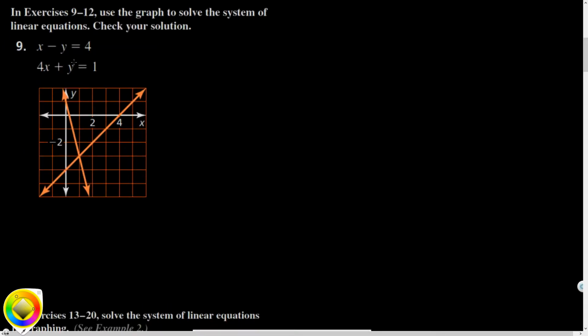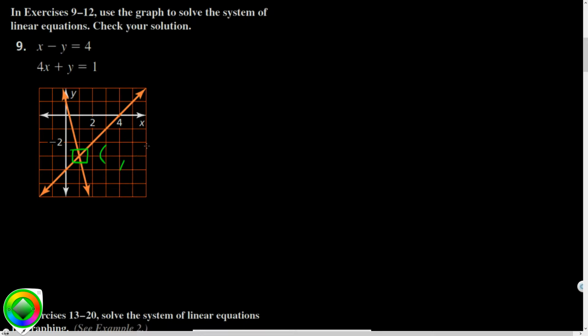Okay, so use the graph to solve the system of linear equations. Check your solution. Neither of these equations are in slope-intercept form, but they already graphed them for us. Maybe they found the x and y intercepts and connected the dots, something like that. But let's see what we've got here. So if I want to find the solution, like I said, there's infinitely many points on this line, infinitely many on that line, but there's only one location where they seem to have something in common.